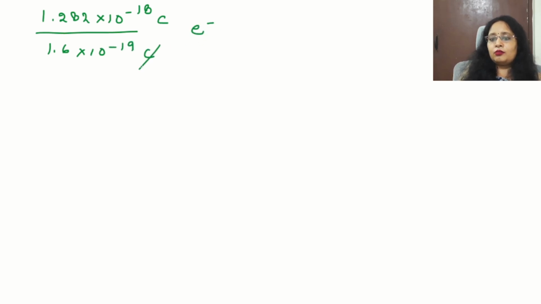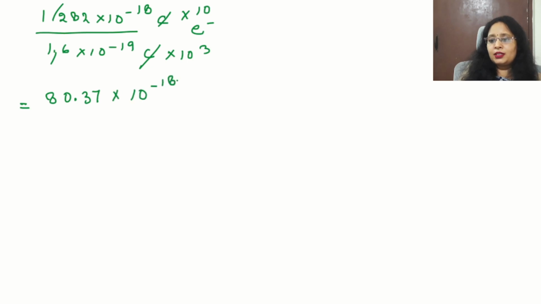electrons. Now coulomb will cancel with coulomb. Now if we remove the decimal, what will happen? It will be 10 to the power 3 below side and above side 10 to the power 1, or we can write into 10. Now divide 1282 by 16, we will get the value 80.37 approximate.